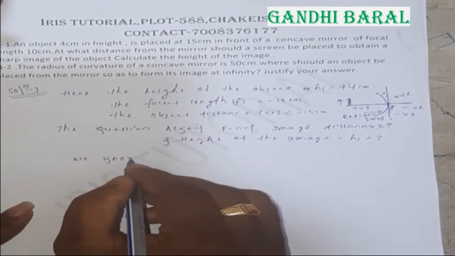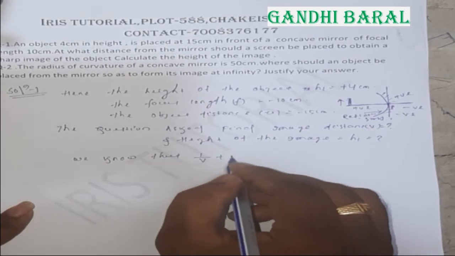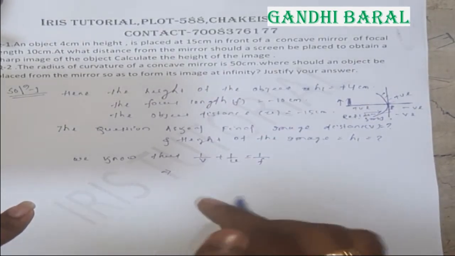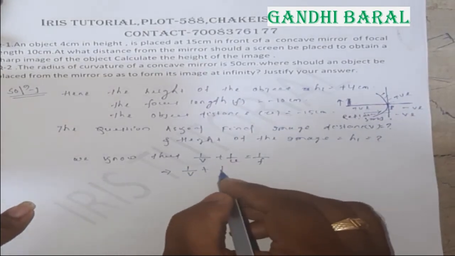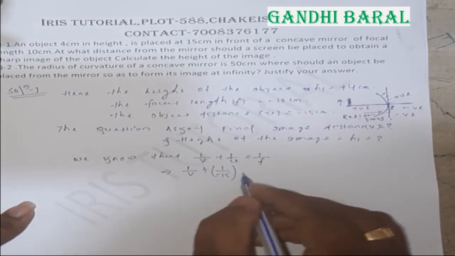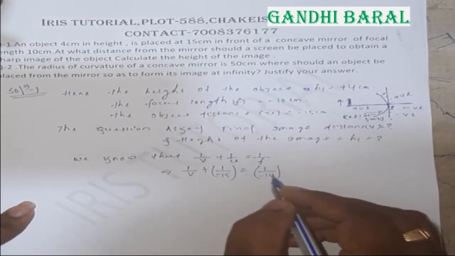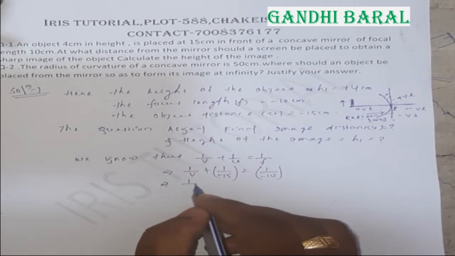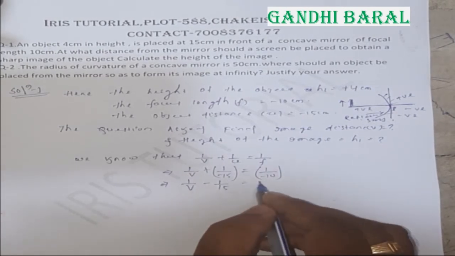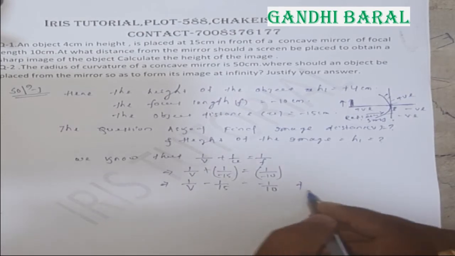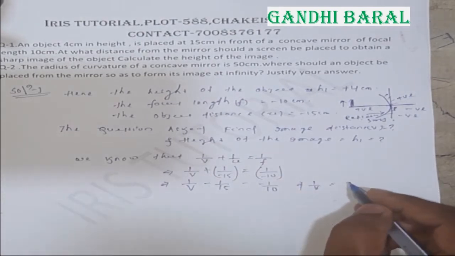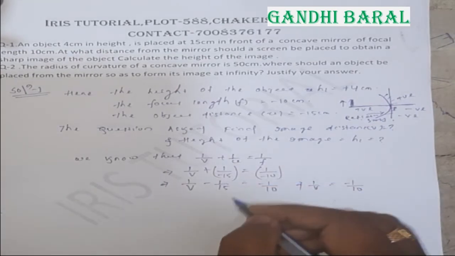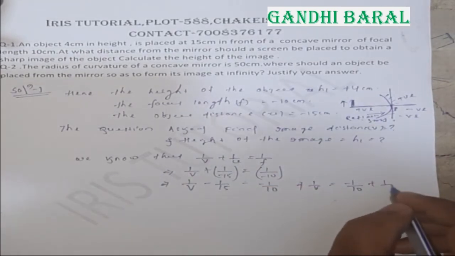We know that 1 by v plus 1 by u is equal to 1 by f. Now putting the values of u and f in this equation, 1 by v plus 1 by minus 15 is equal to 1 by minus 10. So 1 by v minus 1 by 15 is equal to minus 1 by 10. So 1 by v is equal to minus 1 by 10, and minus 1 by 15 goes to the right side, the sign will be plus 1 by 15.